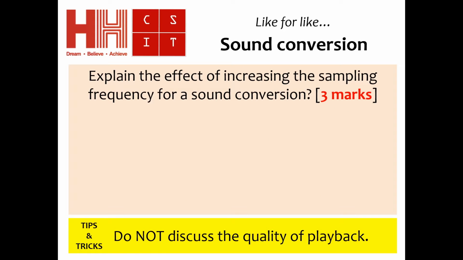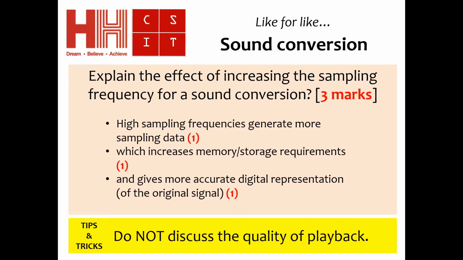Okay, so next like-for-like question. Explain the effect of increasing the sample frequency for a sound conversion. This one's 3 marks, so you've got to come up with 3 points. The first point is higher sample frequencies generate more sample data. That increases the memory storage requirements, but it gives you a more accurate digital representation of the original signal.